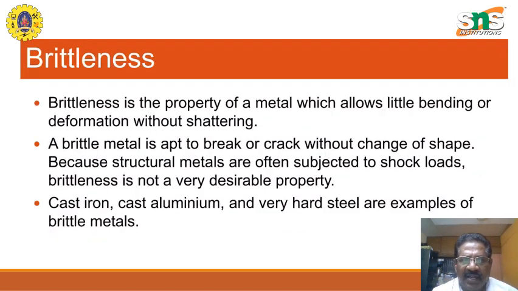Brittleness. Brittleness is a property of a metal which allows little bending or deformation without shattering. Shattering here means breaking. A brittle metal is apt to break or crack without change in shape. Because structural metals are often subject to shock loads, brittleness is not a very desirable property. Cast iron, cast aluminum, or very hard steel are examples of brittle materials. Beyond some load, they will break abruptly without warning.